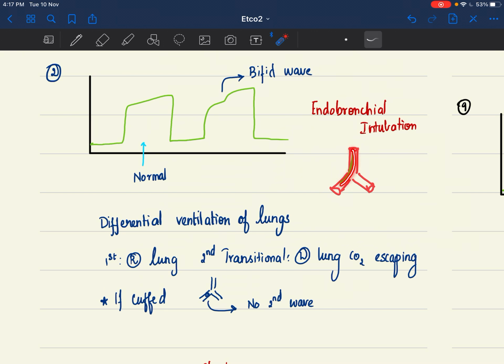Say you have your ET tube in your right lung. So, the first phase, this upstroke, means the exhaled air from the right lung comes out first, and the second phase is suggestive of the left lung carbon dioxide escaping. This will not happen if the ET tube is cuffed and it is cuffed tight. The second wave will not be there, so you will not be able to make out an endobronchial intubation.